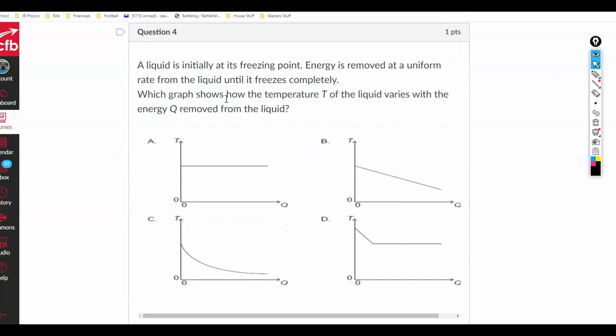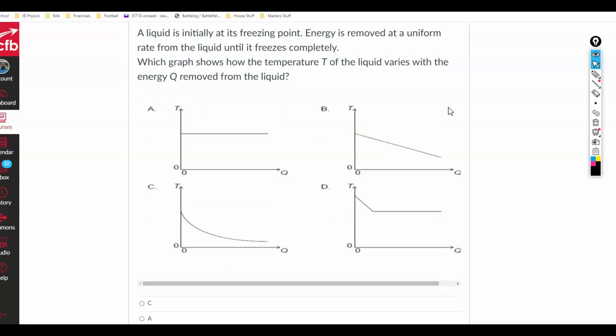Okay, question 4. A liquid is initially at its freezing point. Energy is removed at a uniform rate from the liquid until it freezes completely. Which graph shows how the temperature T of the liquid varies with the energy Q removed from the liquid?